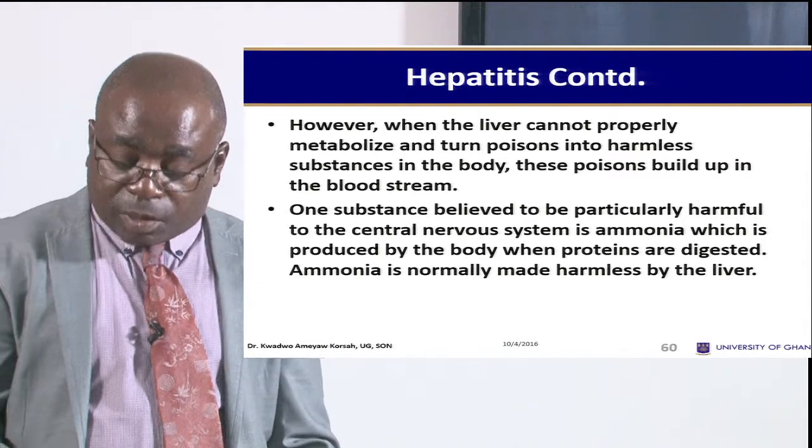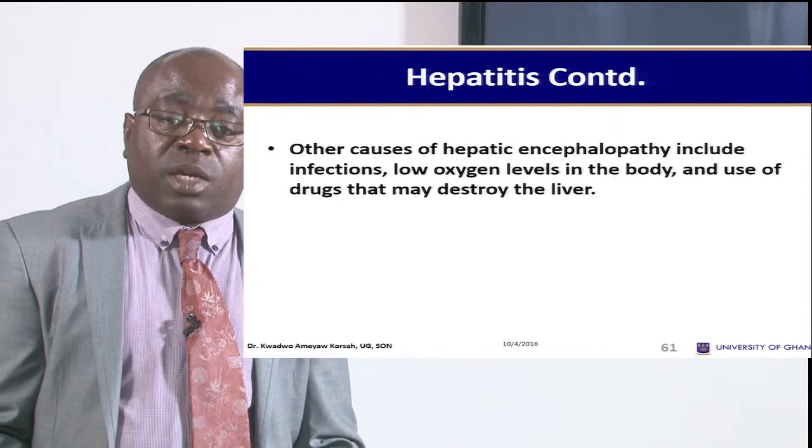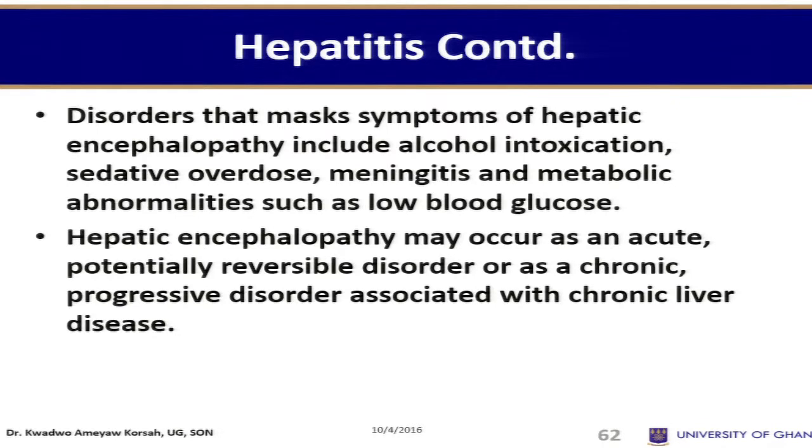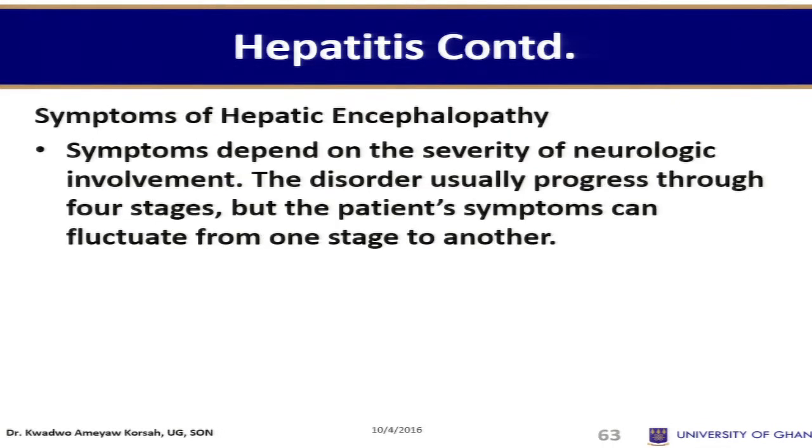the problem is likely to affect the brain, and the patient may be having problems. So, symptoms of hepatic encephalopathy depend on the severity of the neurologic involvement, and the disorder usually progresses through 4 stages, but the patient's symptoms can fluctuate from one stage to another.